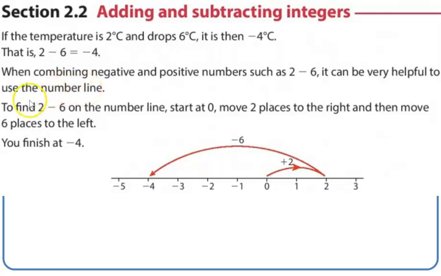To find 2 minus 6 on the number line, start at 0, move 2 places to the right, and then move 6 places to the left. You finish at minus 4. So we start at 0, we move 2 places to the right, and then we move back by 6 places to the left, and we end up at minus 4. So 2 minus 6 is minus 4.